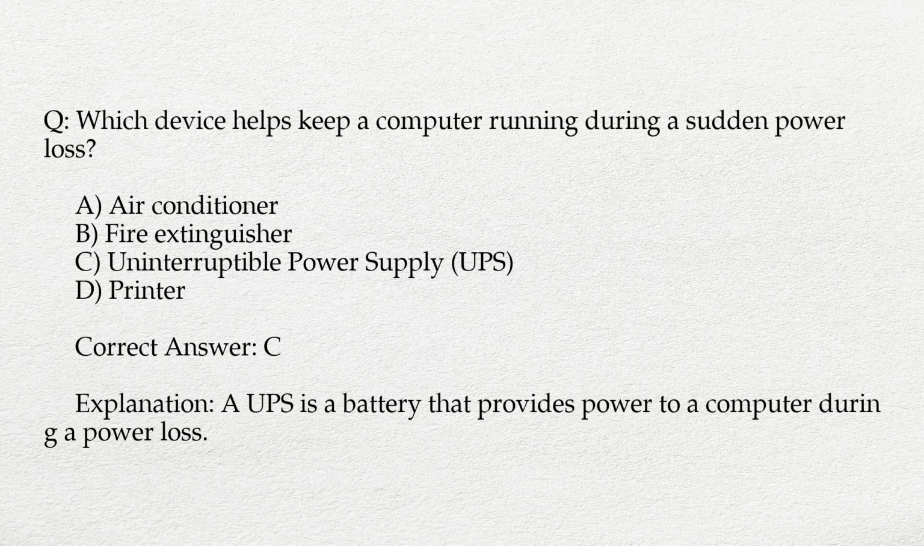Q. Which device helps keep a computer running during a sudden power loss? A. Air conditioner. B. Fire extinguisher. C. Uninterruptible power supply, UPS. D. Printer. Correct answer, C. Explanation. A UPS is a battery that provides power to a computer during a power loss.